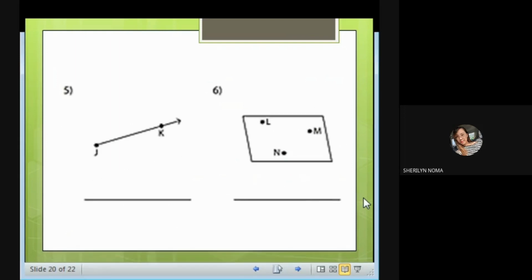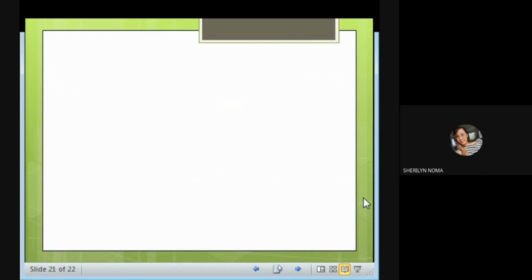Number 5, how will you name this figure? We can name this as ray JK. Take note, we always start with the endpoint. Number 6, how will you name this figure? We can name this as plane LMN or plane MNL or plane NLM.